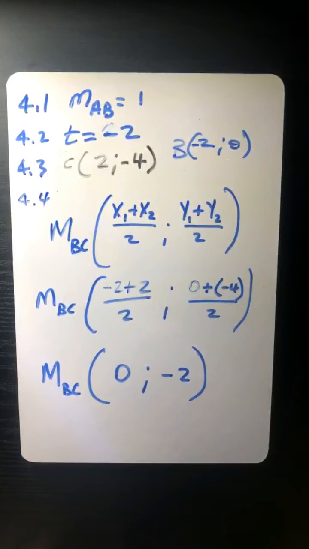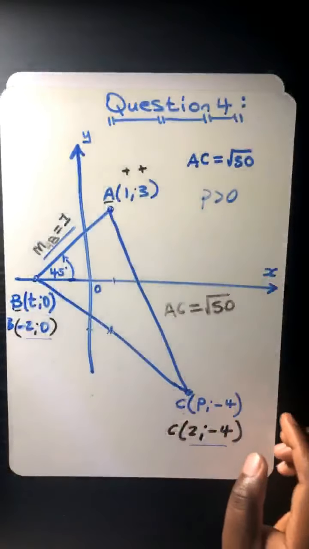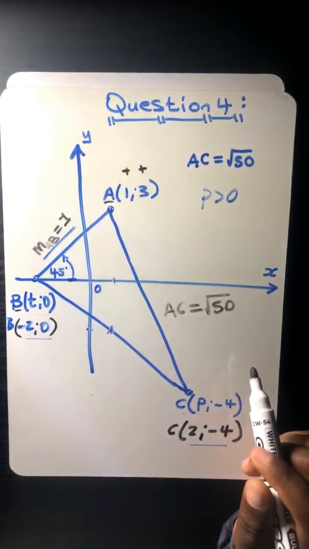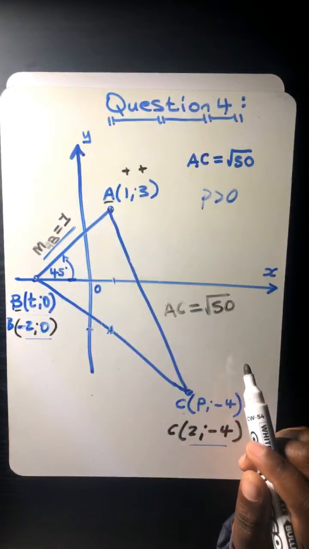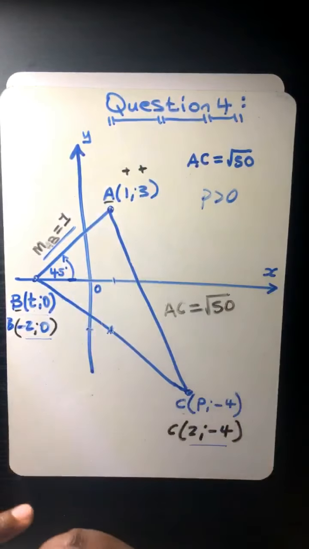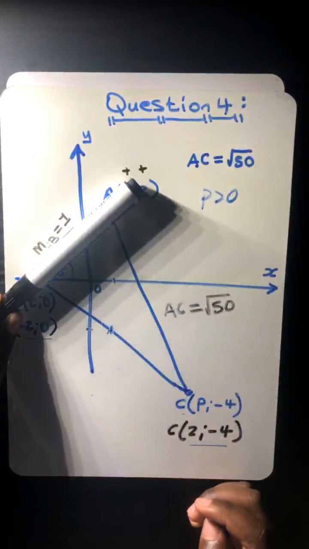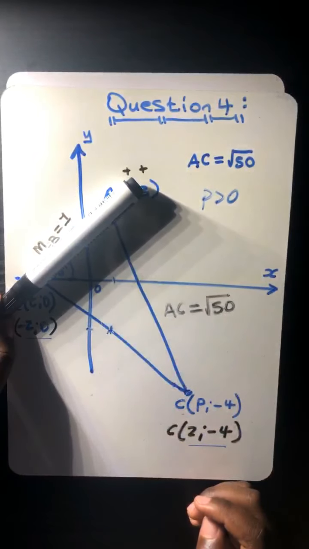So let's see. The question now says determine the equation of the line parallel to AB but passing through point C. So can you see, guys, in this case, they're saying determine an equation of a line parallel to AB. So that means it is going to be a line with the same gradient, because of that word being parallel.